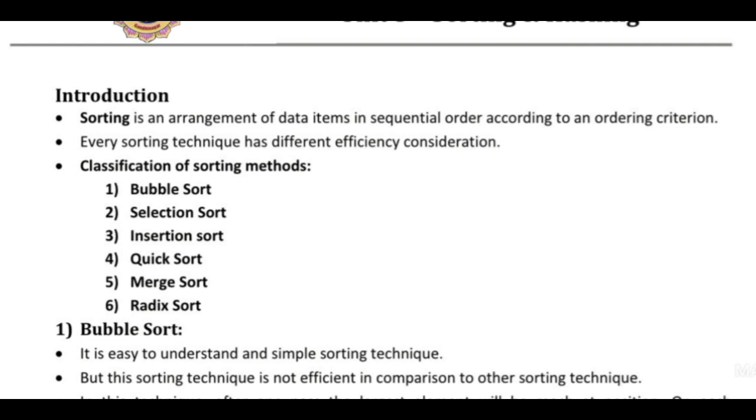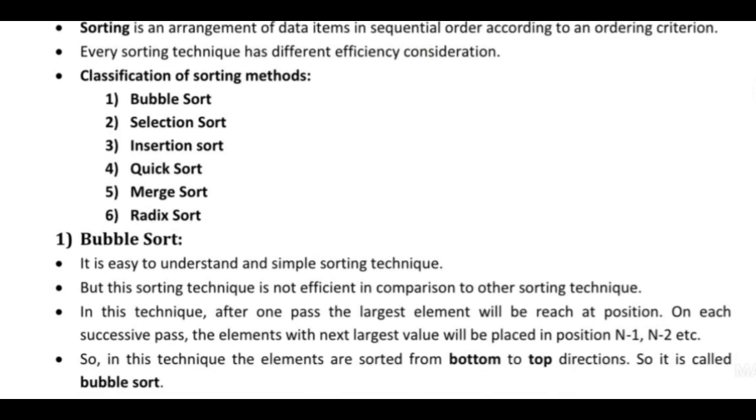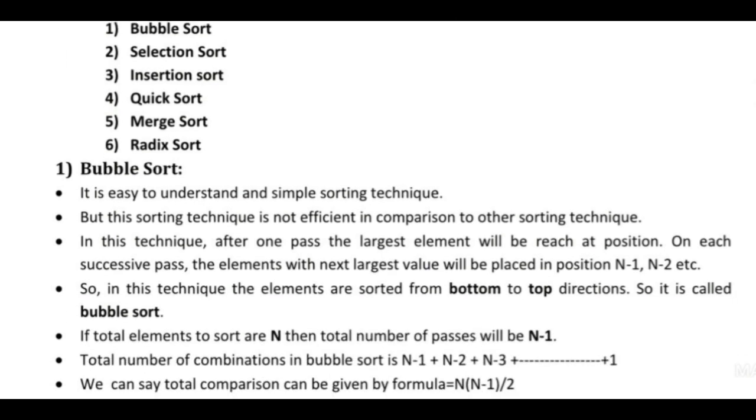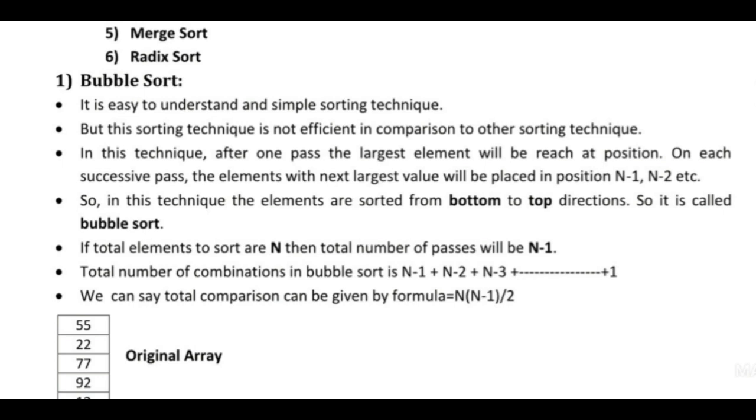So once again, an introduction to the sorting method. Sorting is an arrangement of data items in a sequential order according to an ordering criterion. Every sorting technique has different efficiency considerations, and this is the classification of sorting methods: bubble sort, selection sort, insertion, quick, merge and radix.